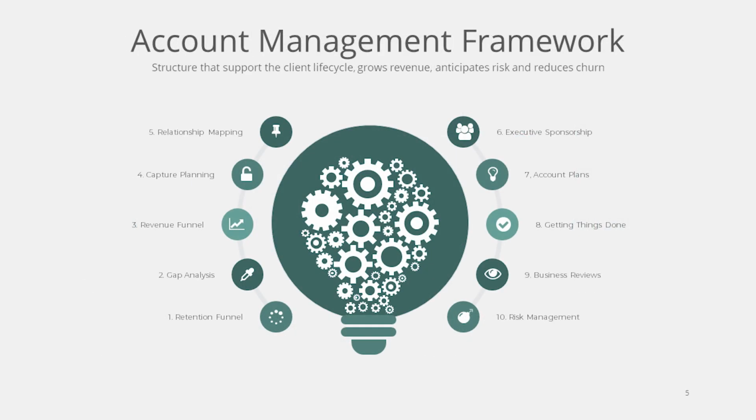Now, I'm just going to quickly run through the account management framework. We can discuss this in more detail, but this is the structure that supports the client lifecycle, grows revenue, anticipates risk, and of course, reduces churn. We begin with the retention funnel. So really like to make sure the account management team is forward focused, usually a good 12 to 15 months in advance. Who is coming up for renewal? Which contracts are they managing? And which ones do they need to start to think about what comes next?